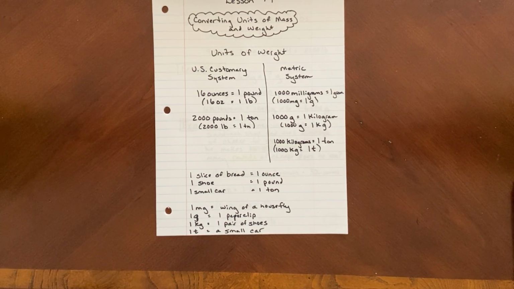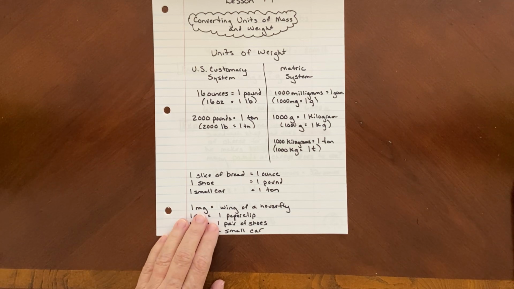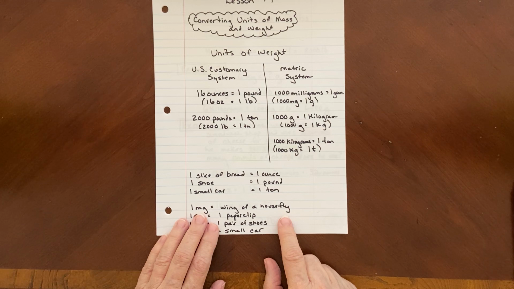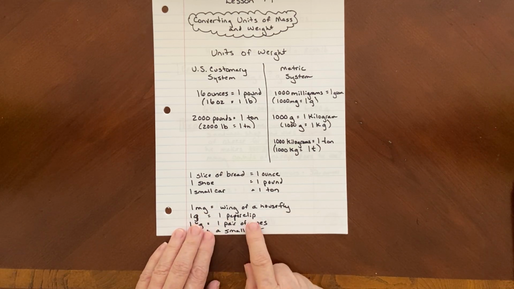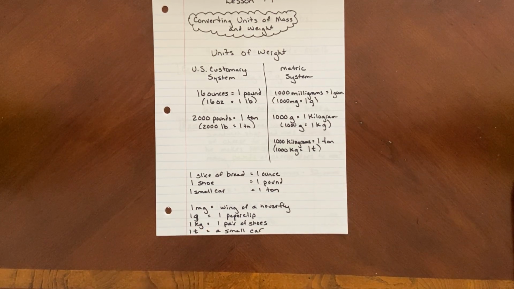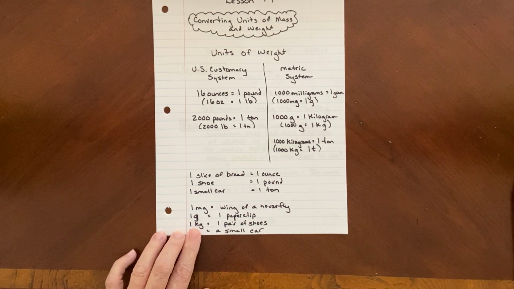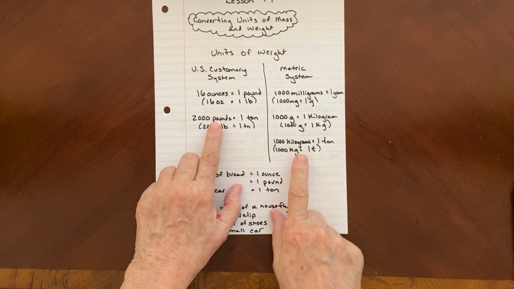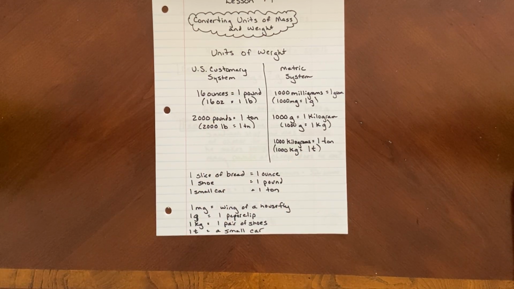And then if we go over to the metric system, I find that 1 milligram is the wing of a housefly. Or I know that 1 gram is 1 paperclip. So if I took a paperclip and cut it into 1,000 pieces and took one of those, that would be a milligram. So it's really small. A kilogram is a pair of shoes. So it's about 2 pounds, 2 and a little bit. And a metric ton is also a small car. So there's a little bit of difference here, but not a whole lot.